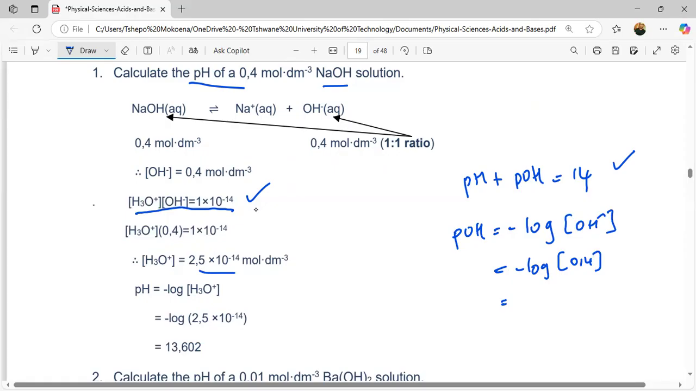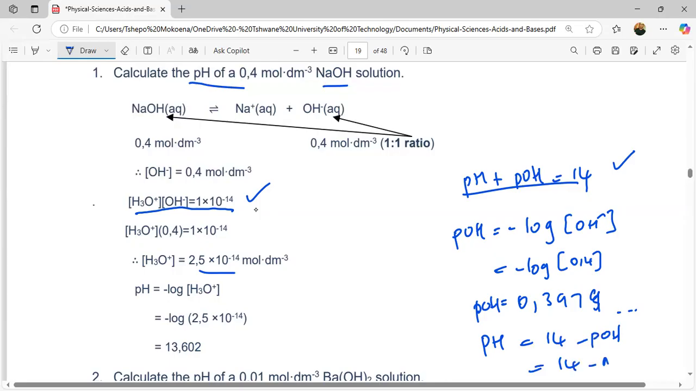Let me do it. Negative log 0.4. This is pOH, and I get 0.397. This is pOH. And for me to calculate the pH, I'm going to use this: pH is equal to 14 minus pOH. So I'm going to say 14 minus my answer on my calculator, which is this number. And then let me see how much I get. 14... I get 13.